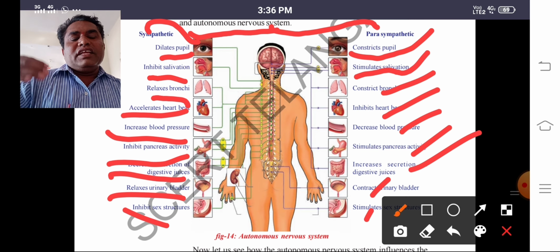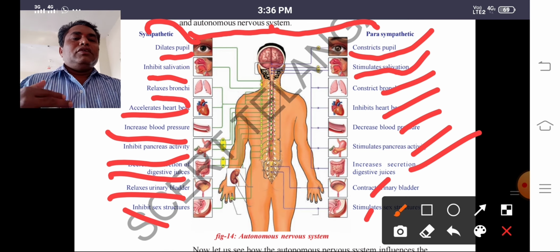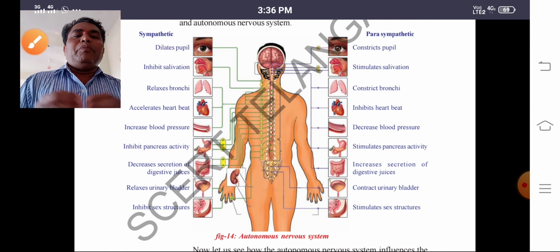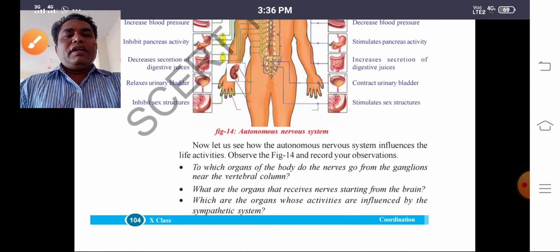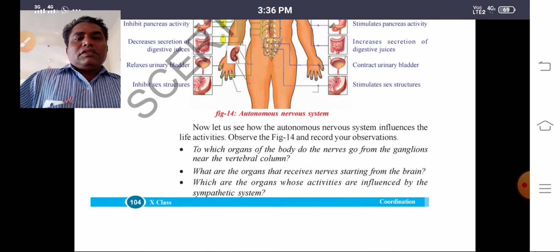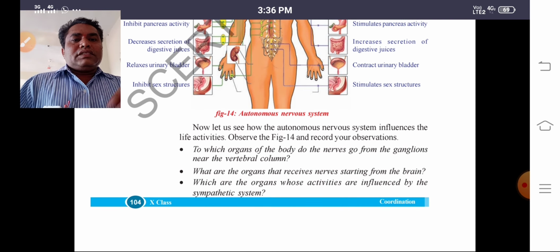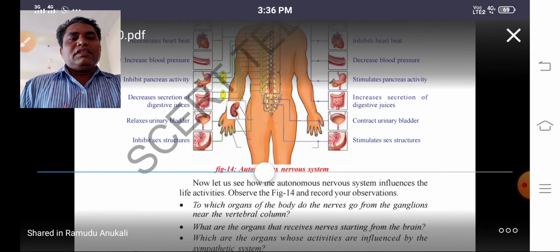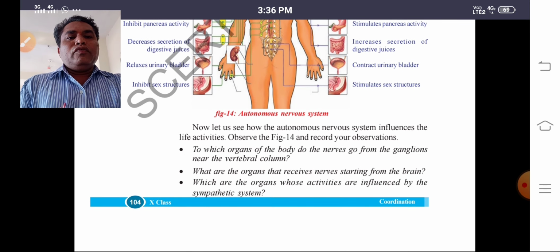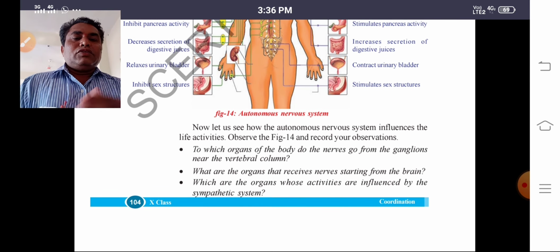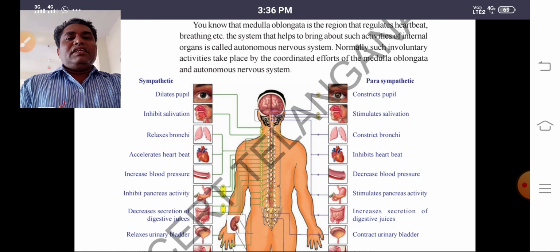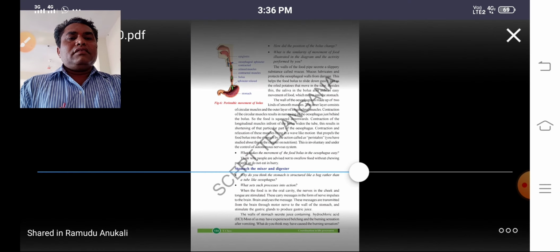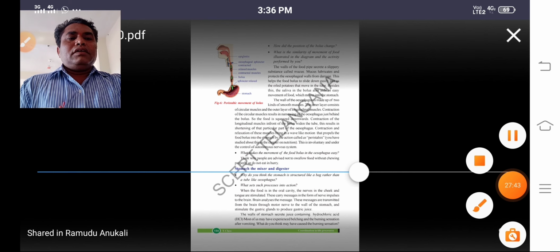వన్ ఏమో ఎక్కువ చేస్తుంది, ఒకటేమో తక్కువ చేస్తుంది. సో ఇవన్నీ కూడా మీరు గుర్తుపెట్టుకోవాలి, చాలా చాలా ఇంపార్టెంట్ ఎగ్జామినేషన్ లెవెల్లో. నెక్స్ట్, now let us see how the autonomous nervous system influences the life activity. Already we studied about it here. To which organ of the body do the nerves go? So these question answers here we can see the answers. And so next.